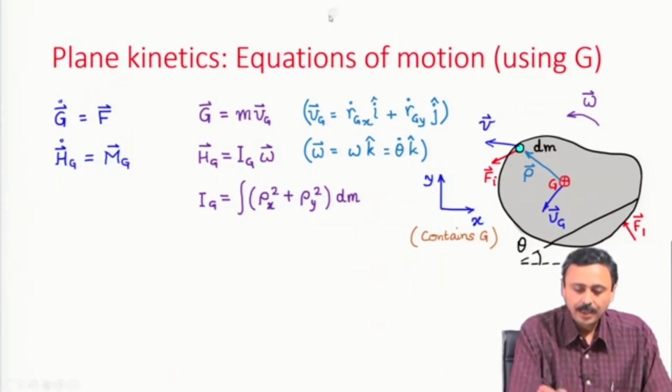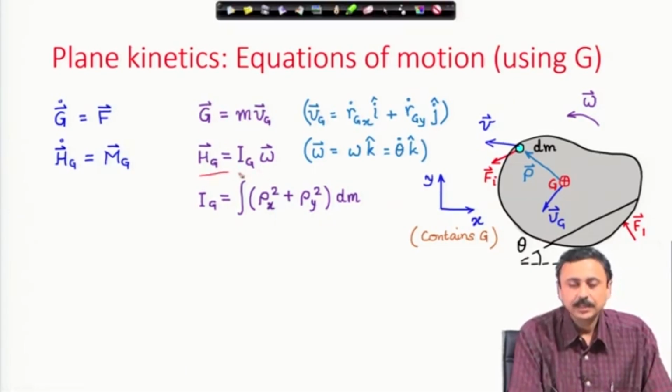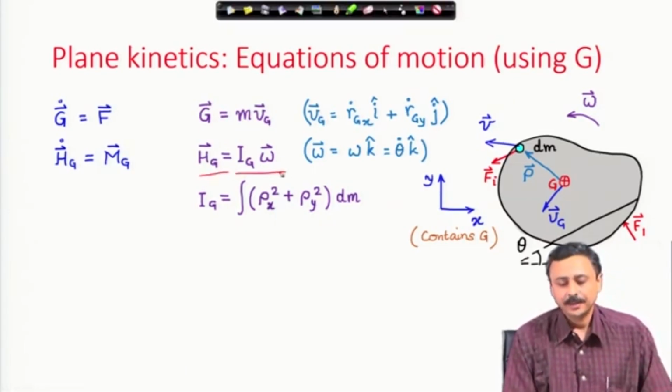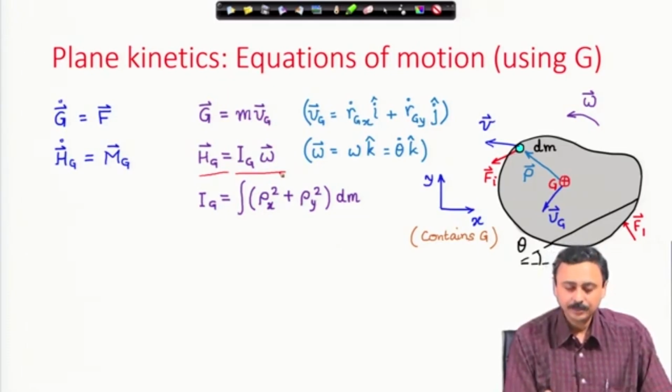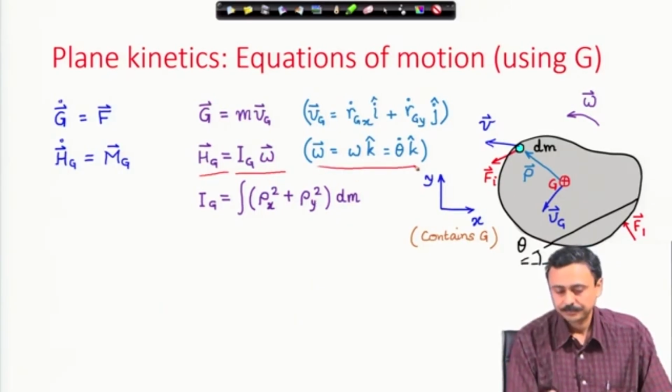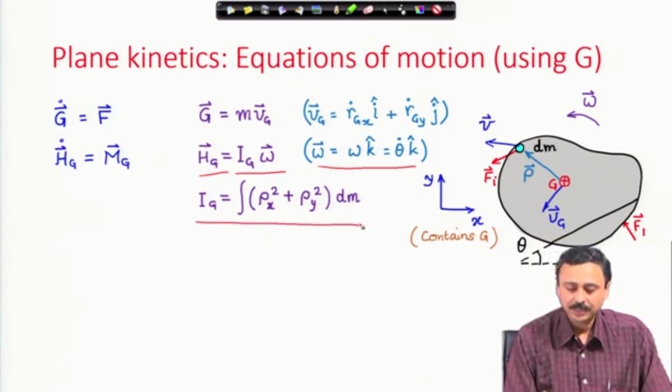The angular momentum about g is defined as the moment of inertia about g of this body times the omega vector, and omega vector is some theta dot k cap, and the moment of inertia about g is defined by this integral.